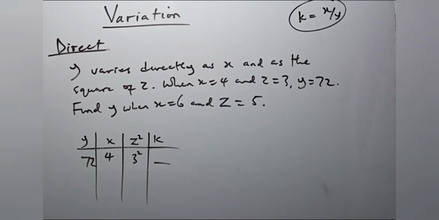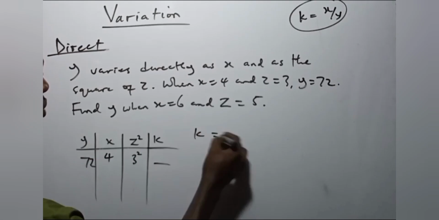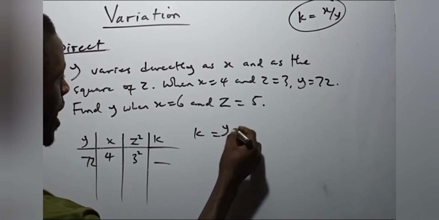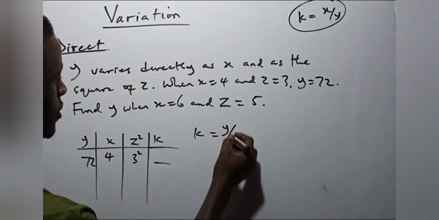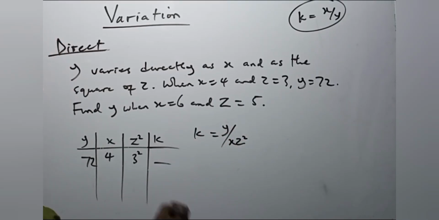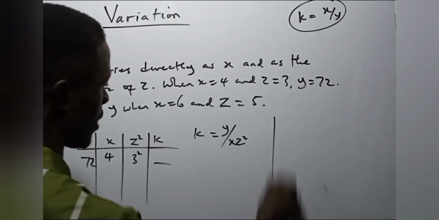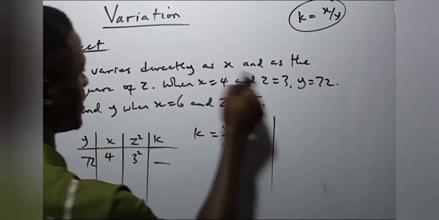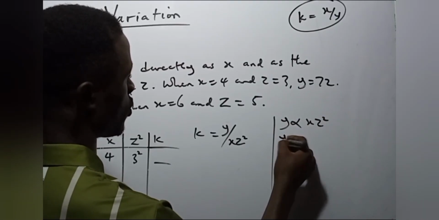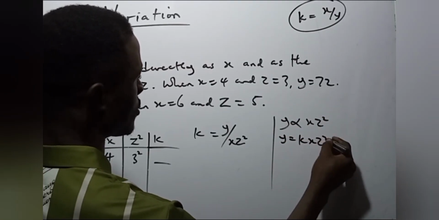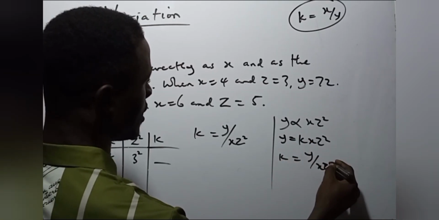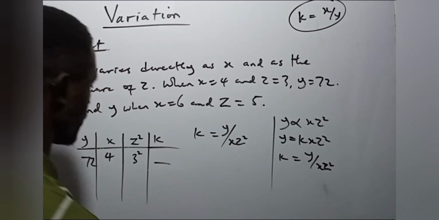So how do we find our K here? K is going to be Y over X Z squared. That's how you calculate K, because actually this is how I got that. They say Y varies directly as X, so you write Y varies directly as X and Z squared. So Y is going to be KXZ squared. Make K the subject of the formula, and it is going to be Y over XZ squared. So that's how I got this.